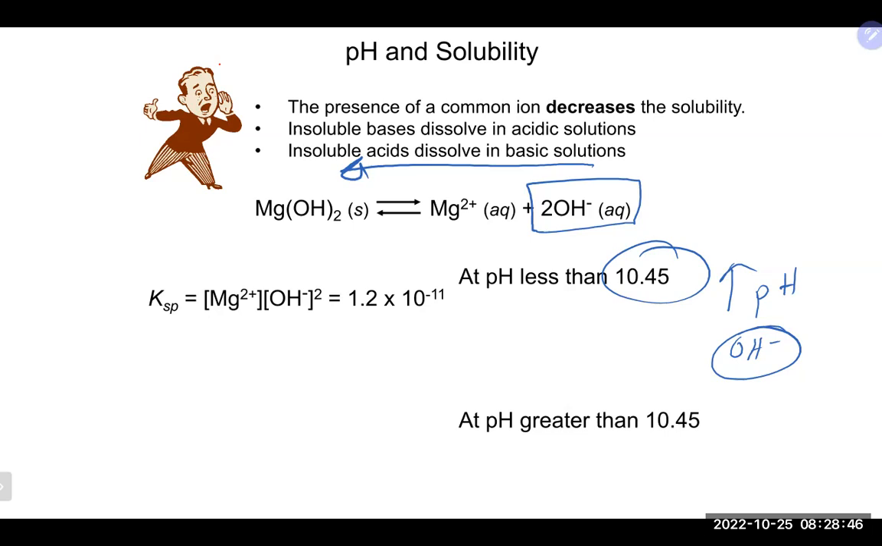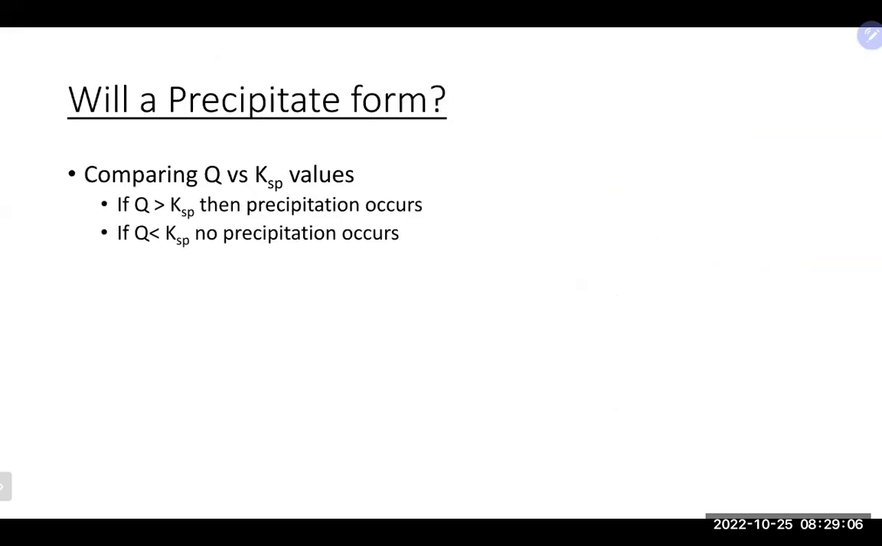So especially when you have insoluble acids or bases, you could use your Ksp and your Ksp table to figure out your baseline pH and what would happen if you adjust the pH above or below that specific value. Any questions on that? Okay, so I think that is where we left off. So let us continue here.